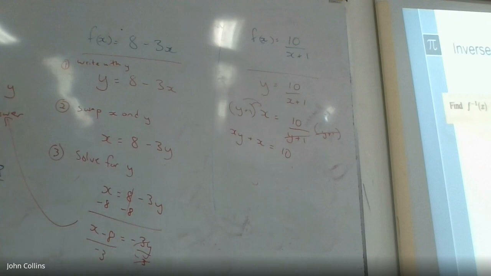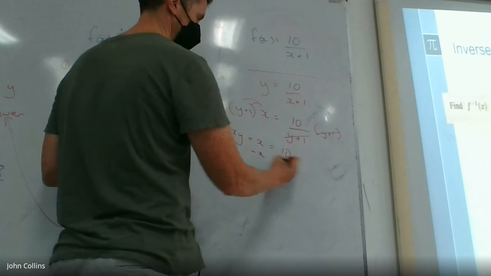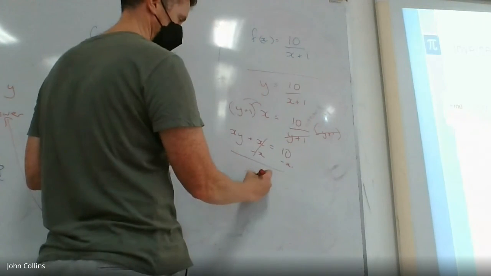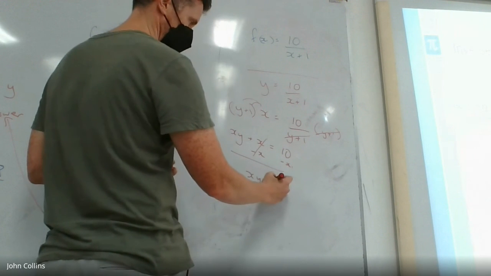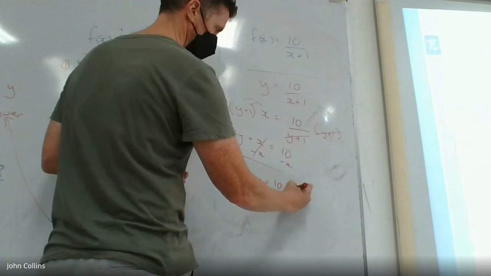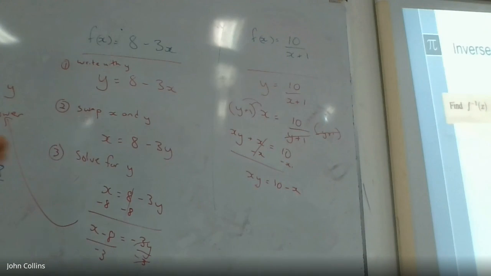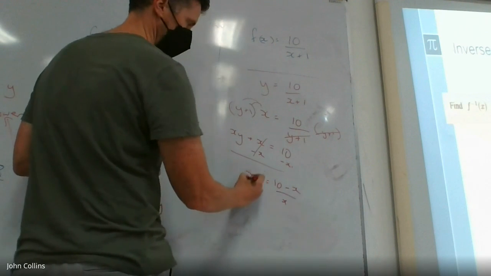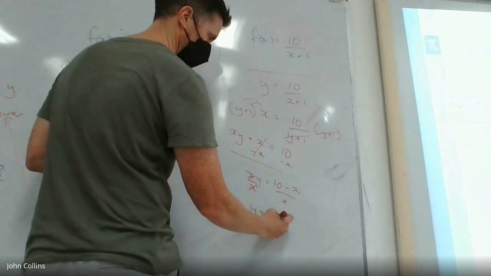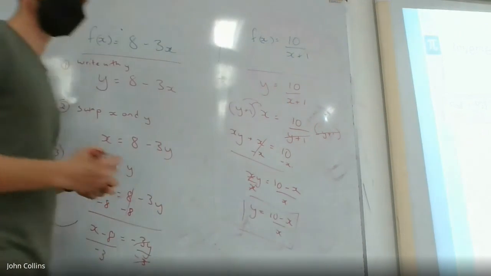I need to isolate y. So maybe subtract x from both sides. Don't want this x here. So I get xy is equal to 10 take away x. And now I need to divide by x to finish. So I want y equals. This should be obvious to you if you knew your skills from the last unit.